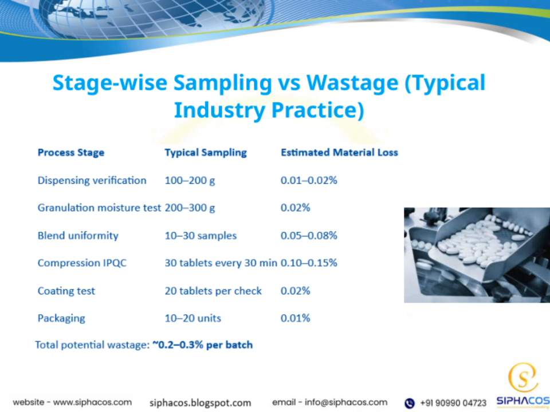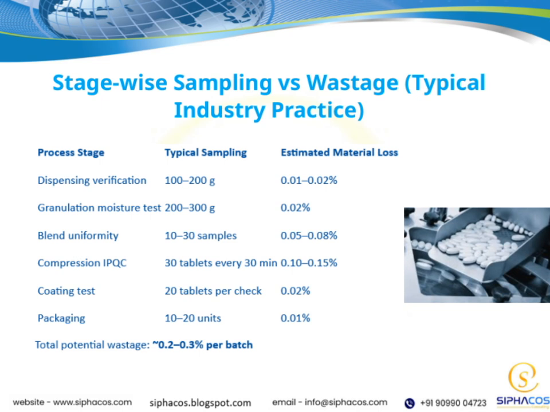However, despite its advantages, this approach can sometimes lead to increased wastage, especially if the sampling isn't representative or if mistakes are caught too late in the process. It's a balancing act. While stage-wise sampling helps identify problems earlier, it can also result in unnecessary rework or discarded materials if not managed carefully.